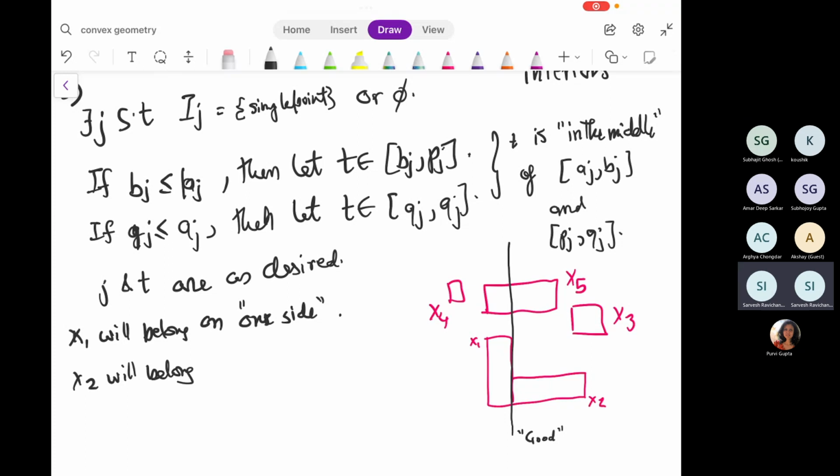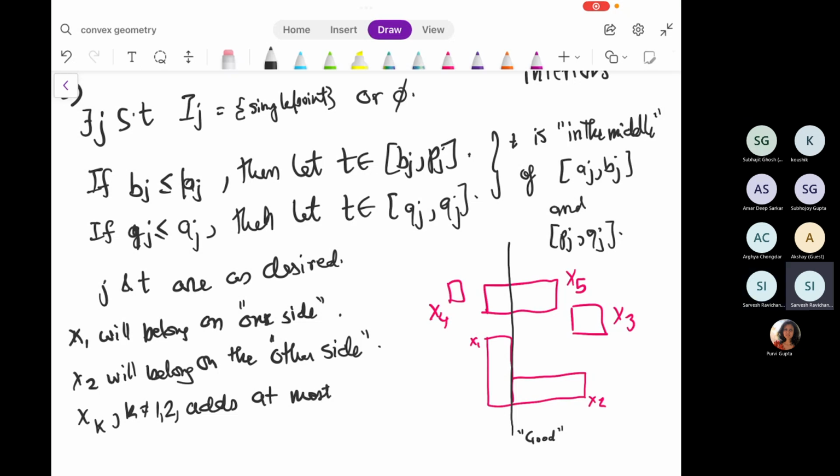Right. So once you see this, x1 is on one side, x2 is on the other side. Now what happens to xj, or I should not use j, j is already being used. Let's say xk, where k is not equal to 1, 2. Well, xk is either completely on one side, completely on the other side, or in the middle. But whatever happens, regardless of the circumstances, it adds at most one SCP to each side. So each xk, k not equal to 1, 2, adds at most one SCP to each side.